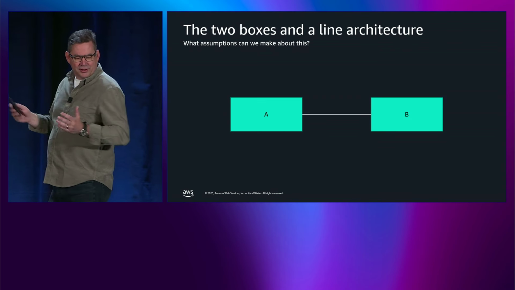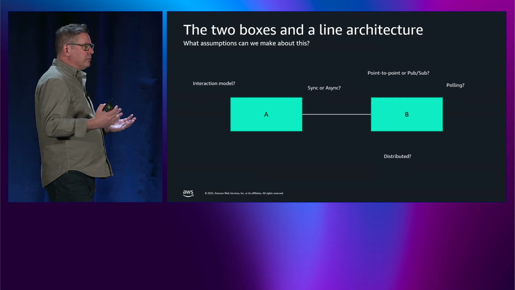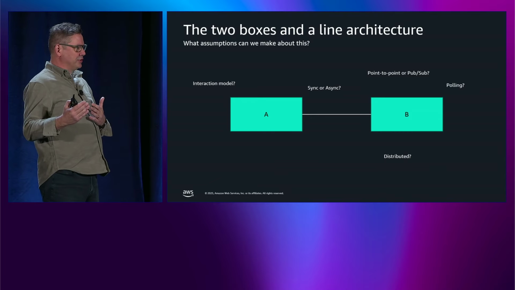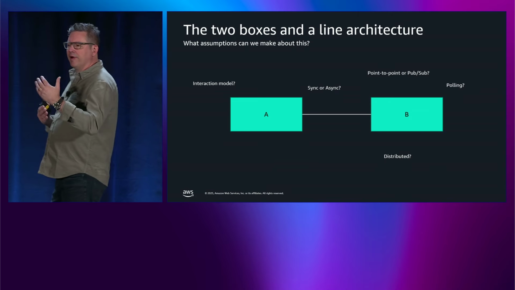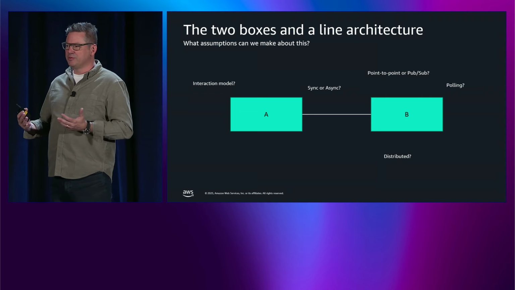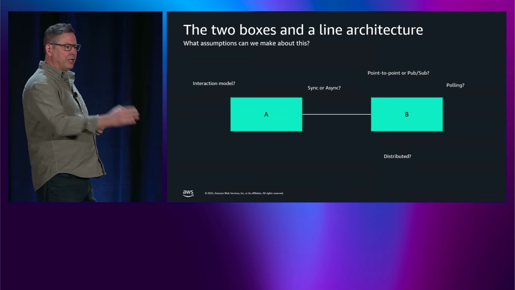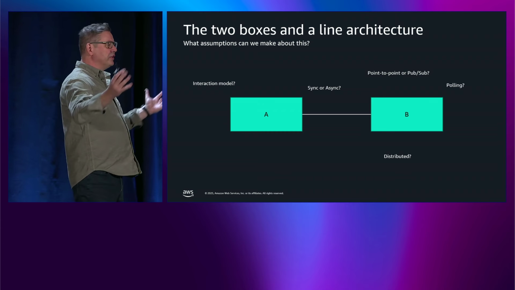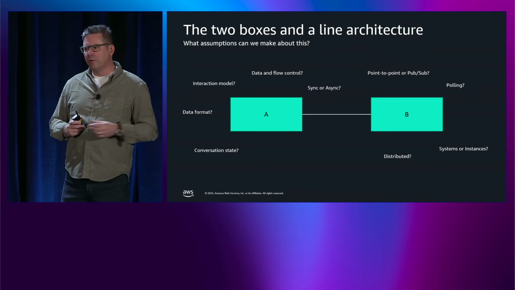You might be asking yourself, what's the interaction model? Is this an asynchronous or a synchronous integration? Is this representative of a point-to-point or a pub-sub kind of architecture? It's pretty hard to tell, isn't it? What about, is B polling A? Are these two components distributed? Are they even in the same account? We don't even know. What about the data format?